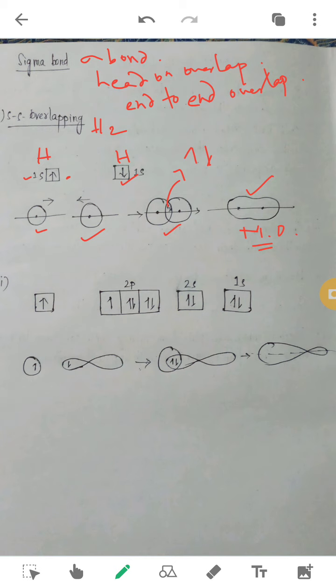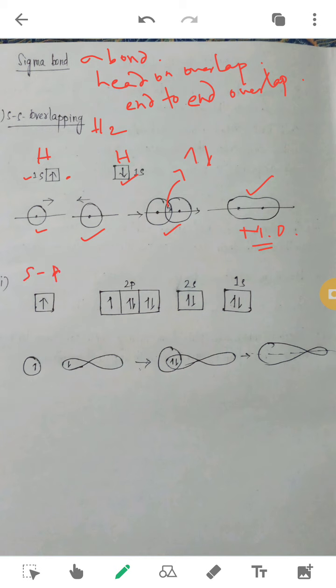I hope this SS overlapping is clear to you. Both atoms with s orbitals come closer to each other and form a sigma bond, which we call SS overlapping. Now for the next one, we'll take an example of sp overlapping.